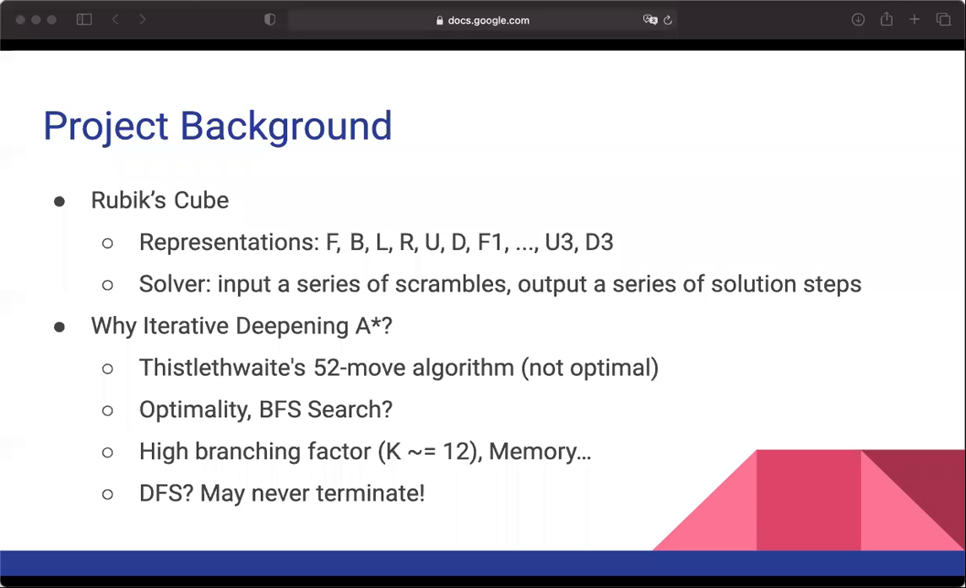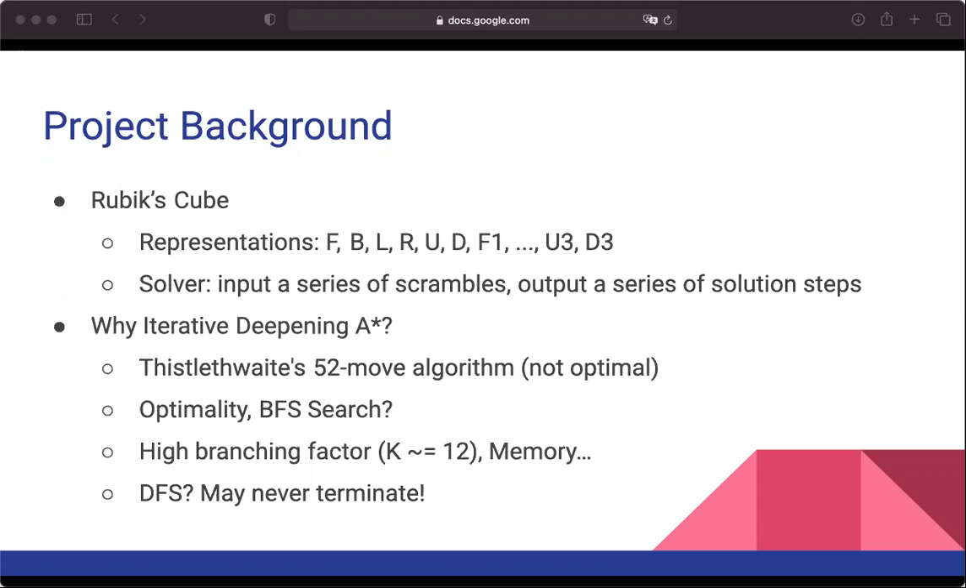So first, this is the project background. The first question is how we represent the Rubik's Cube. We use the single master notation to denote the 18 possible transitions, as each of the 6 faces can be twisted 90, 180, and 270 degrees. The solver should take a series of scramble steps and output a series of solution steps, which is optimal.